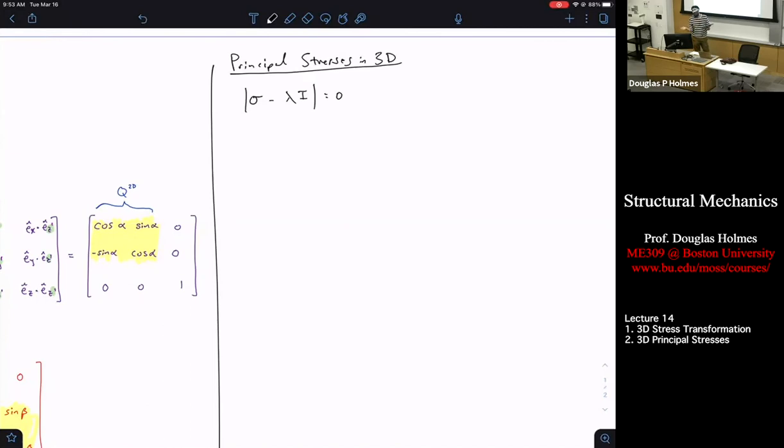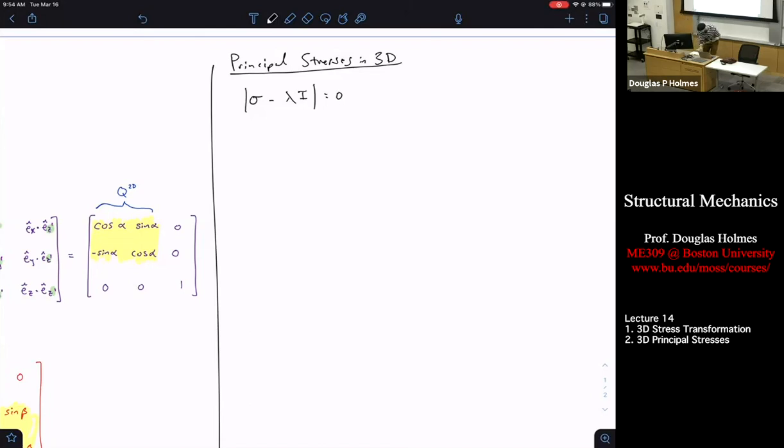The reason you often do this in 2D is because the determinant's easier to do in 2D. And it's because the result of doing this in 2D is you end up with what's called the characteristic equation, which had lambda squared times some invariant, plus or minus lambda times some other invariant, plus or minus the third invariant.